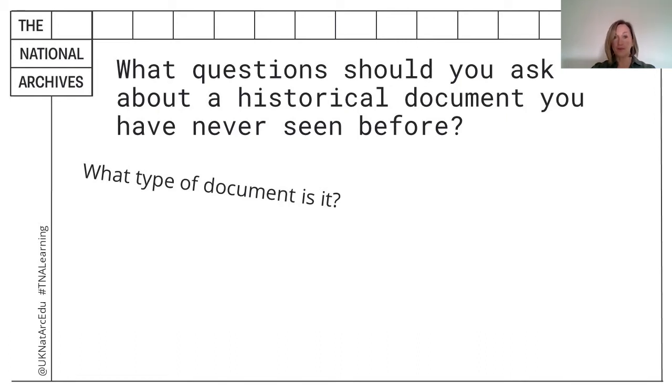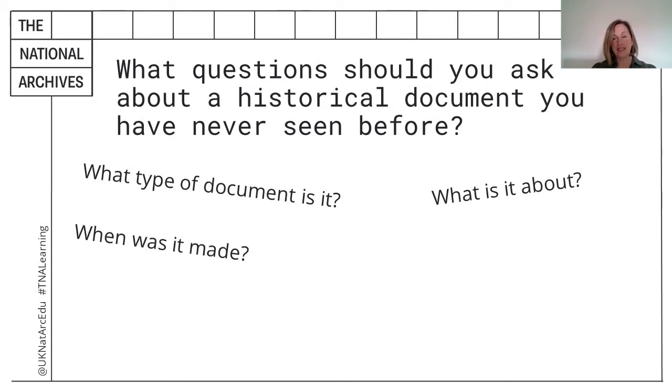So firstly, what is it about? Sometimes, even on the trickiest of documents to read, you may be able to pick out a few words which give us a hint about the content. Secondly, when was it made or when was it created? This actually can be quite difficult when you're looking at original documents because you don't always have a date. But sometimes it's how the document is written and the style of handwriting that can give us a clue and give it away a little bit.